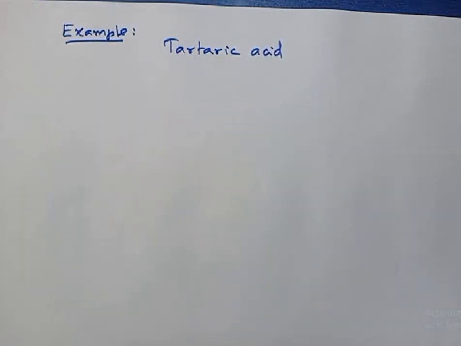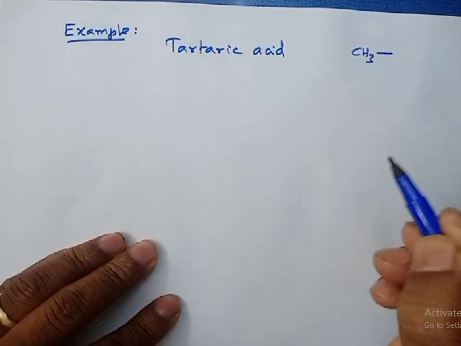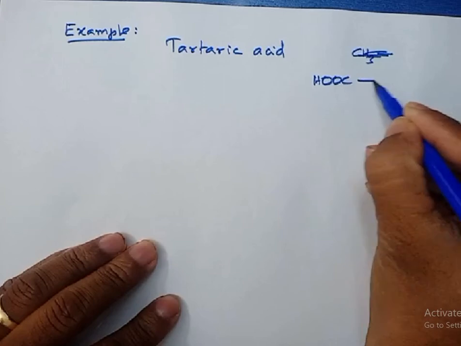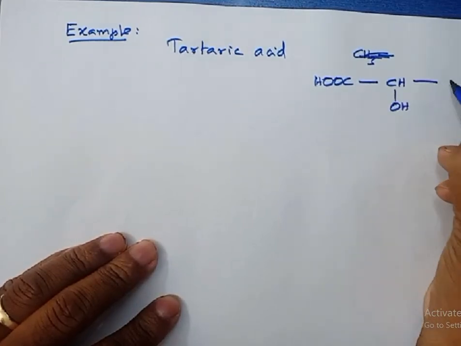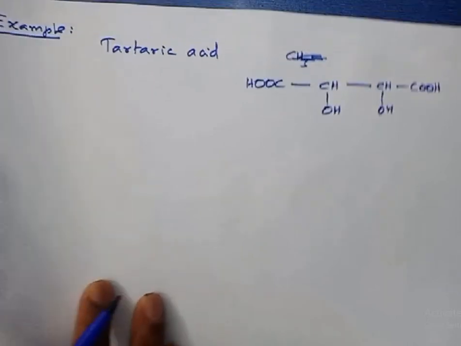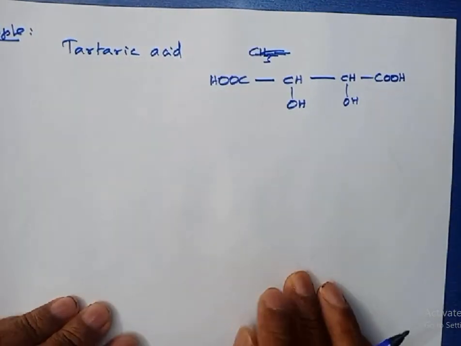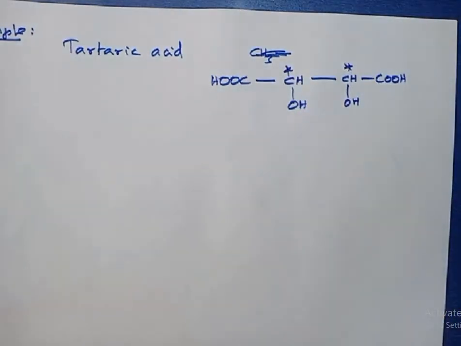Tartaric acid is a dicarboxylic acid having this formula: COOH, CHOH single bond CHOH, COOH. This is the formula of tartaric acid. It is a dicarboxylic acid. Two carboxylic acid groups are there. And this carbon is a chiral carbon, and this carbon is also a chiral carbon. So this molecule has two chiral carbon atoms.